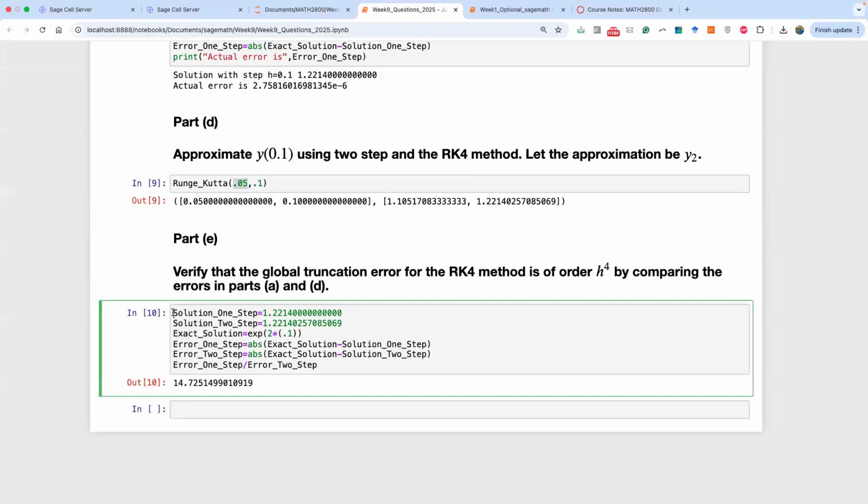Part E: the one-step solution using h 0.1 is this. The two-step solution using step size 0.05 is this. The analytic solution is the exponential of this one, so this is the exact solution. Now the error of the one-step is this, the subtraction of the exact solution and the one step. The error of the two-step using step size 0.05 is this one.